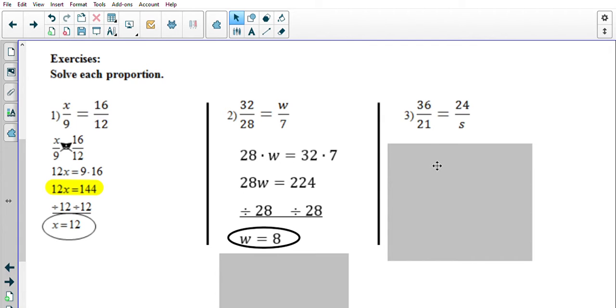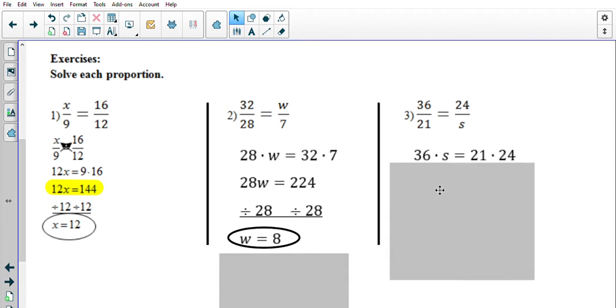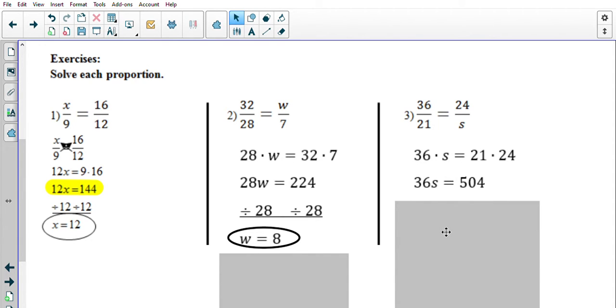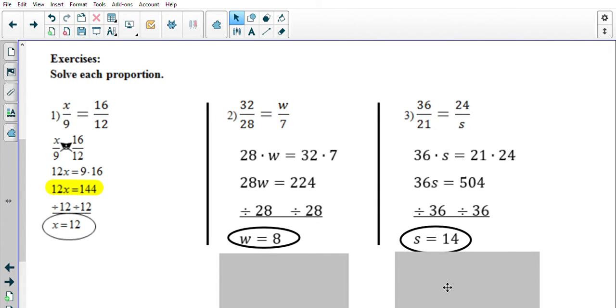Let's take 36 times S and 21 times 24. So we have 36S equals 504. That's 21 times 24. Divide both sides by 36 to get S equals 14. And we're going to go through these pretty quickly. We'll give you a chance to try some independently as well.